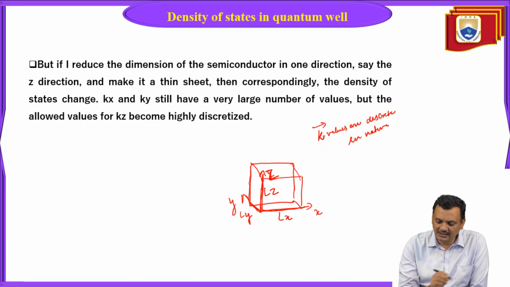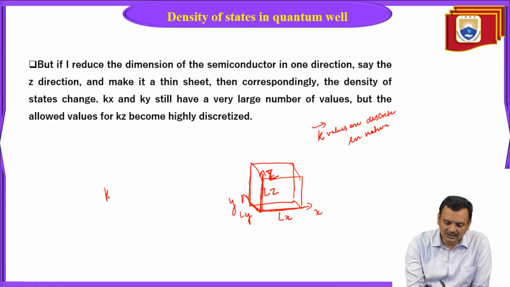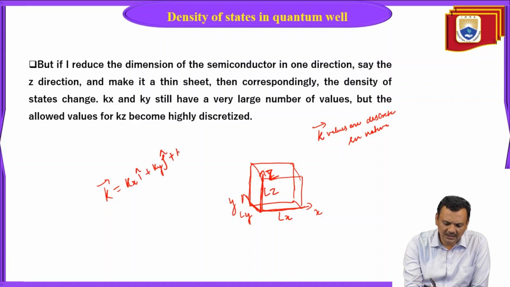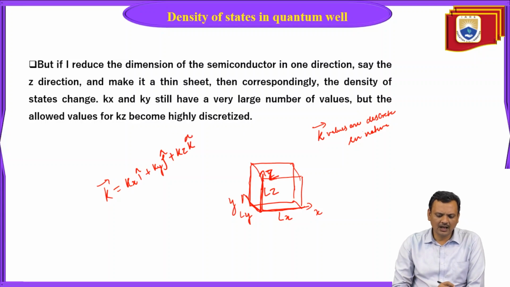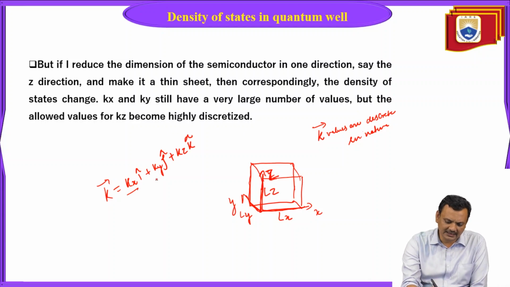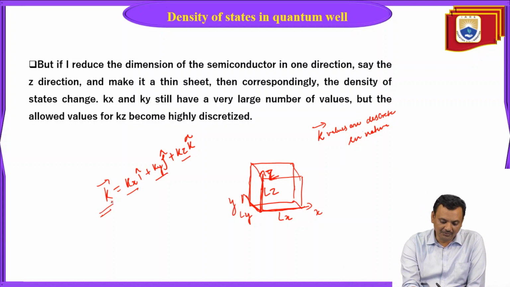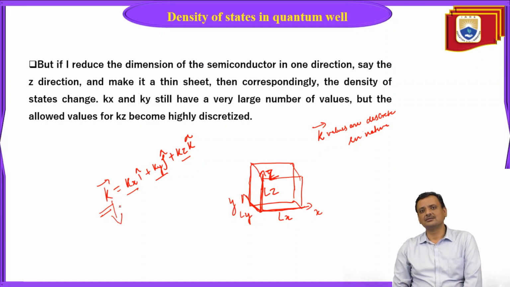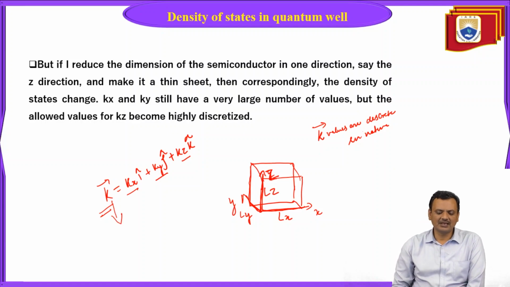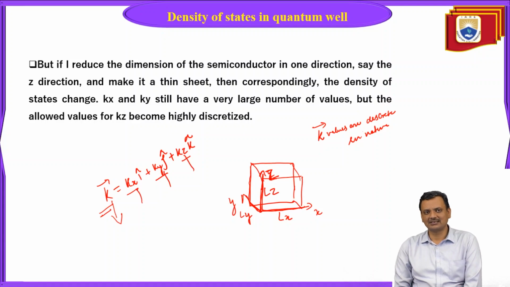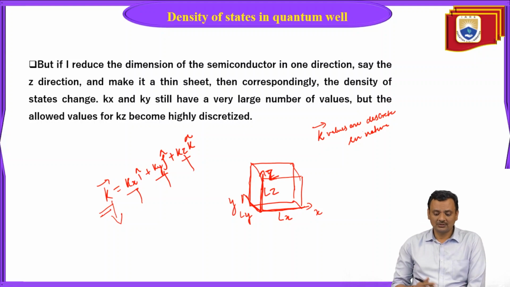So what is k? K is a wave vector. Vector means this k has 3 components: kx i, ky j, kz k cap. So kx, ky, kz are the components of this wave vector k, and we found that this k is discrete in nature, which means kx, ky, kz also will show discrete values in the x, y, and z directions. So this is the case of bulk.